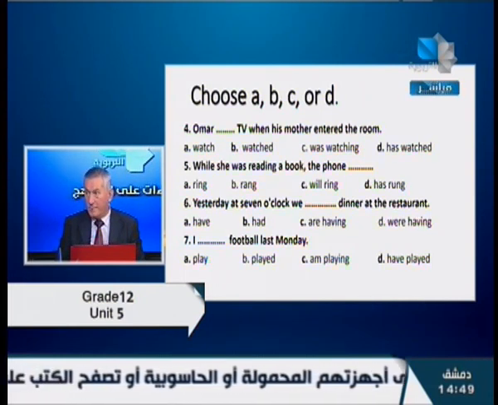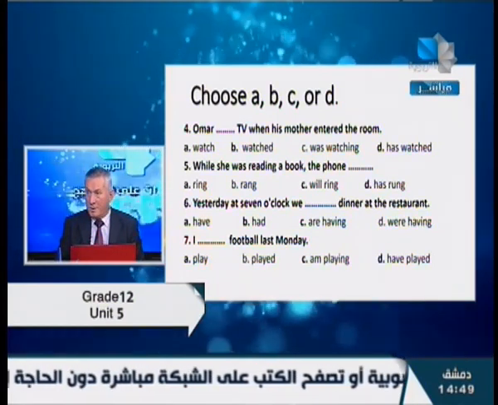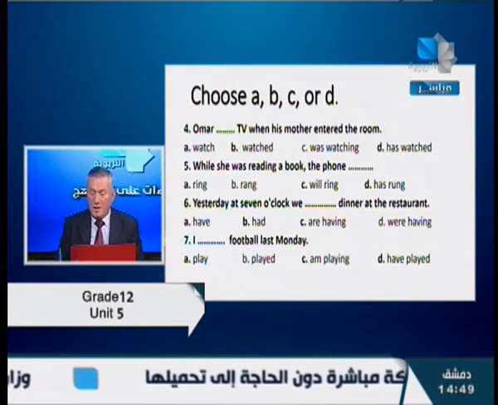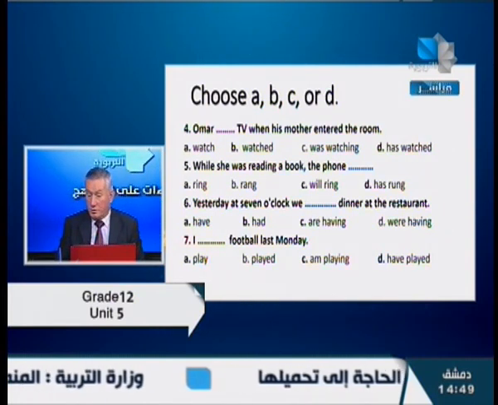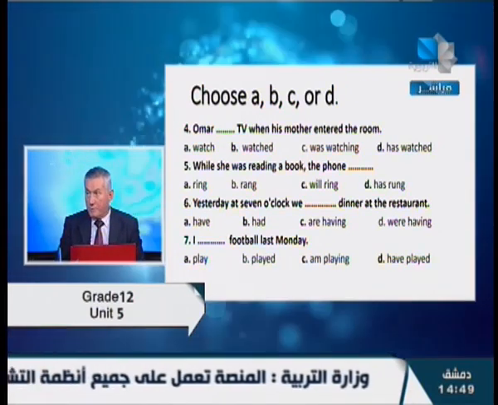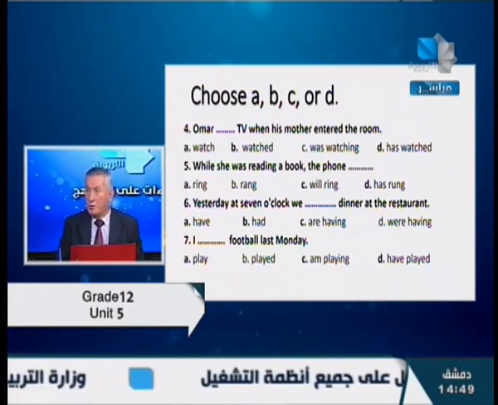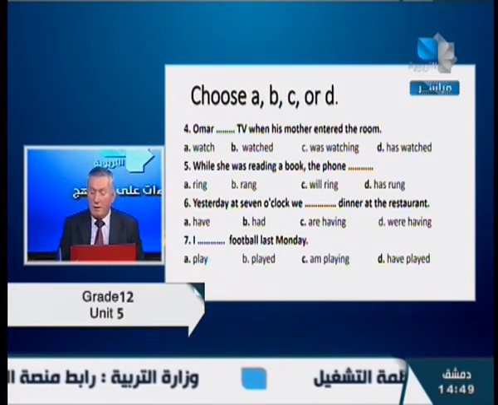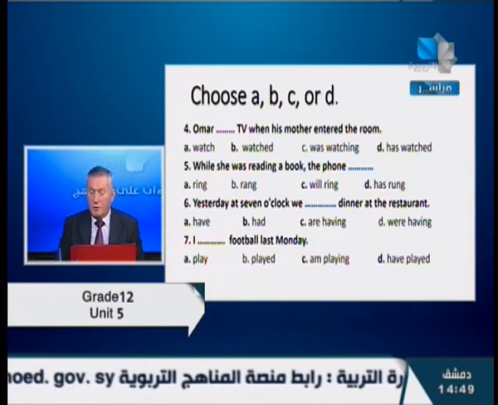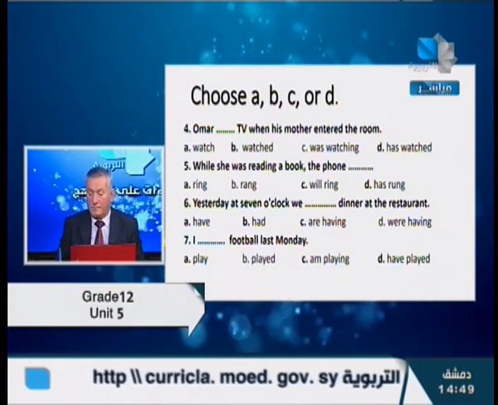Usually when we have two actions, one happening before the other, we use the past perfect. So if it was past perfect, Omar had watched when his mother entered the room. He would have finished watching when she entered the room. It's not working. From the context, it should be was watching, and his mother entering interrupted his watching. So it is Omar was watching TV when his mother entered the room.